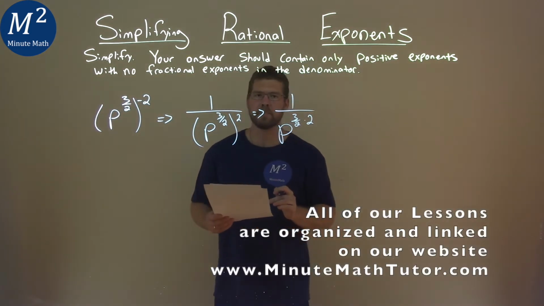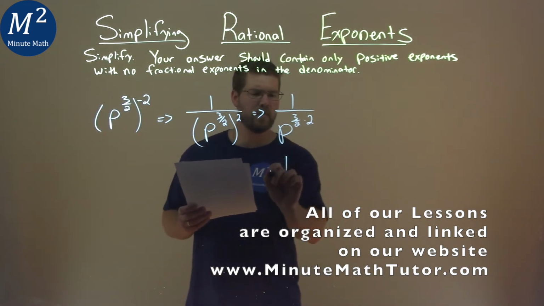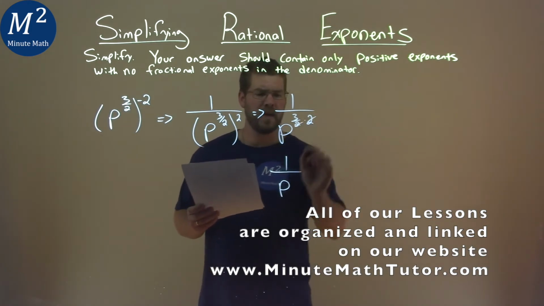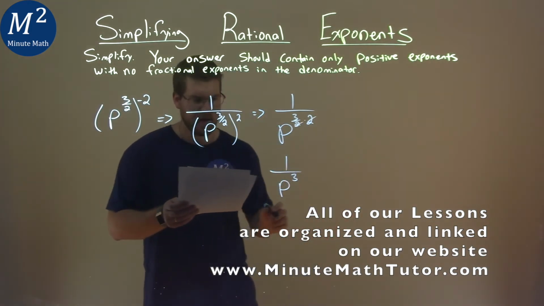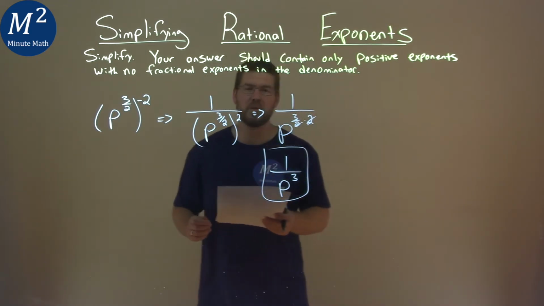So we have 1 over p to the 3/2 times 2 here. Not too bad. Well, 3/2 times 2, what does that come out to be? We have 1 over p, 3/2 times 2, well, the 2's cancel, and we're left with just a 3. And so our final answer here is just 1 over p to the 3rd power.